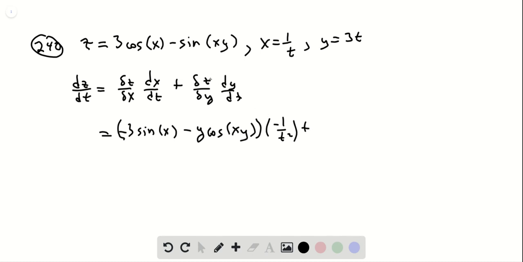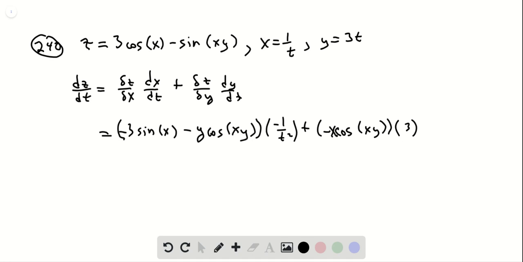Plus, what's the first partial of z with respect to y? Well, there's no y in the first term, so that's a constant. The derivative with respect to y is 0. The derivative of negative sine of xy is going to be negative, let's just write it out, negative cosine, because we're not changing the sign of the sine. So the derivative of sine is cosine of xy, but the differential is with respect to y, so the derivative of xy with respect to y is x. Okay, that times the derivative of y with respect to t, well, the derivative of 3t with respect to t is 3. Wow, what a mess.